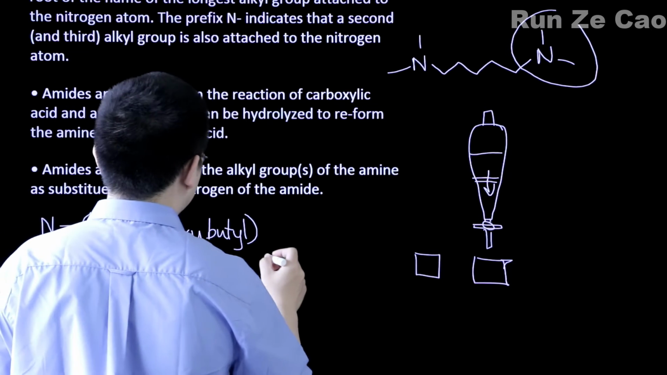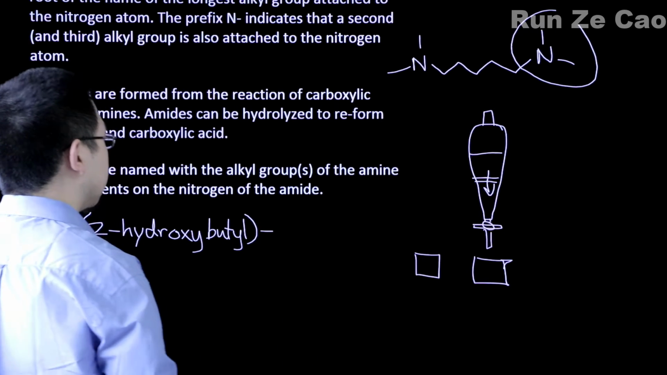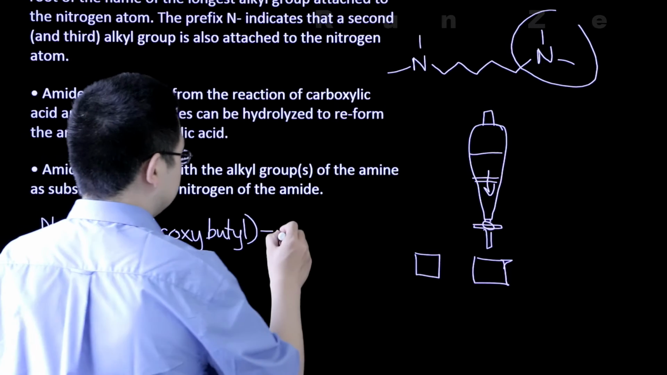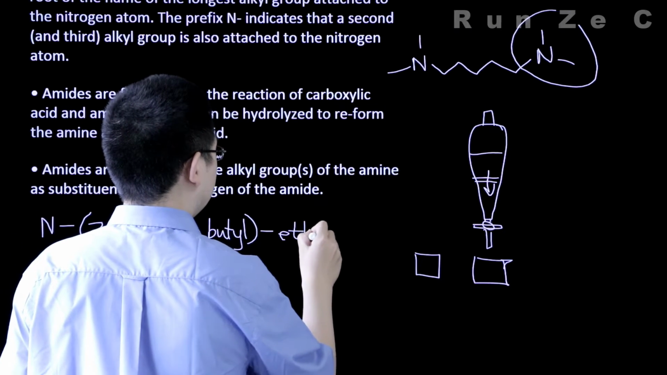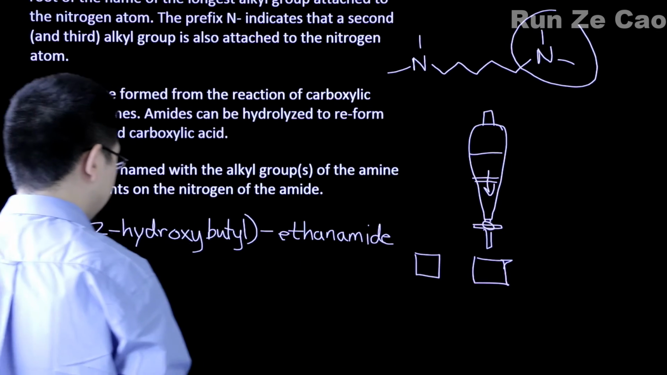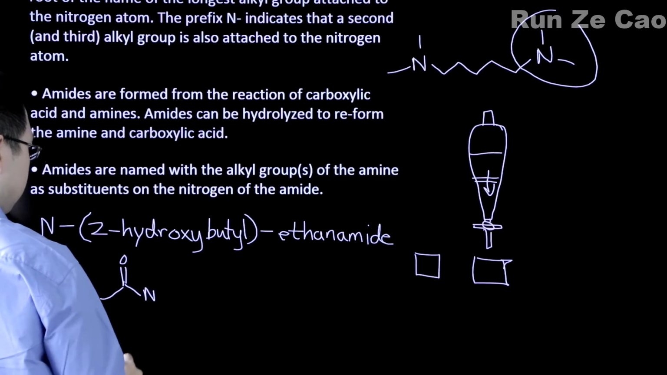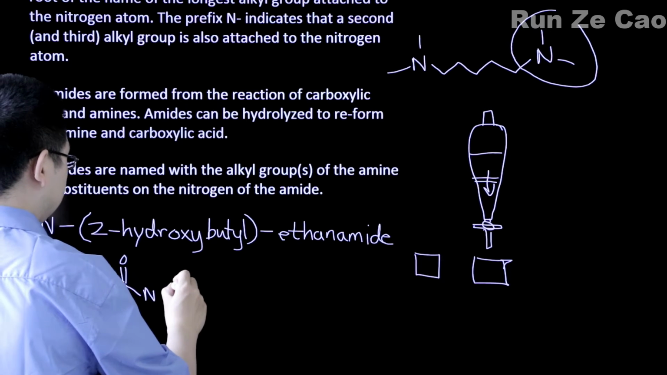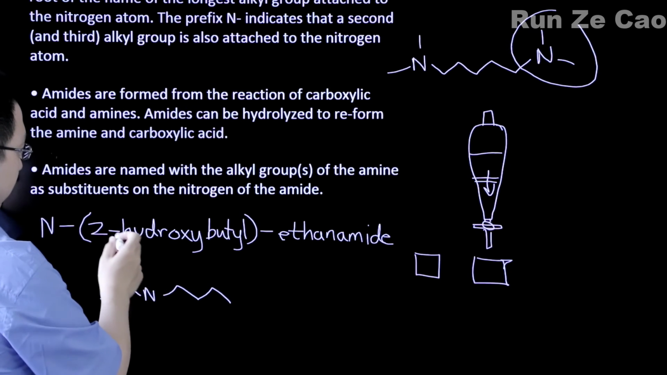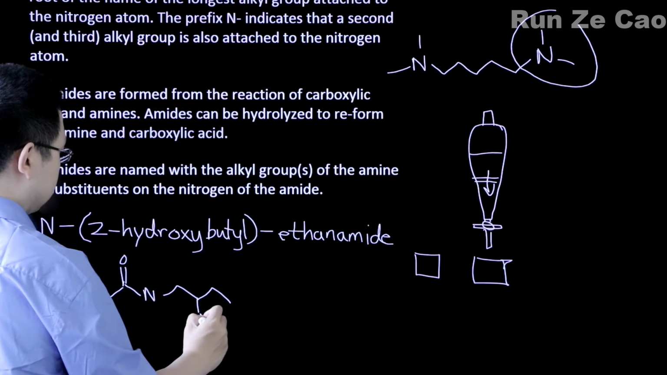N-2-hydroxybutyl. And this could be, well, a lot of things. This could be, let's think about what we want to use for the carboxylic acid part. Ethanamide. So, 2-hydroxybutyl, butyl, because that's 4, and 2 hydroxy. Well, 1 is the closest carbon to the nitrogen, so 2 is over here.